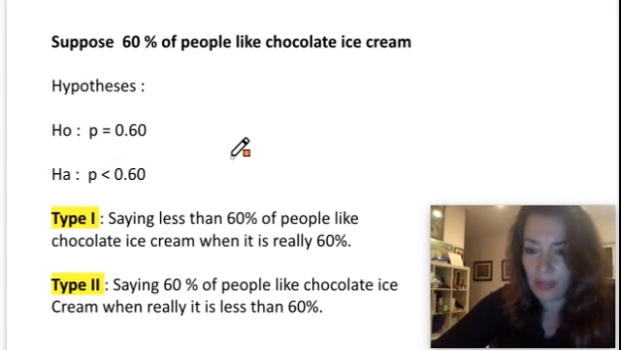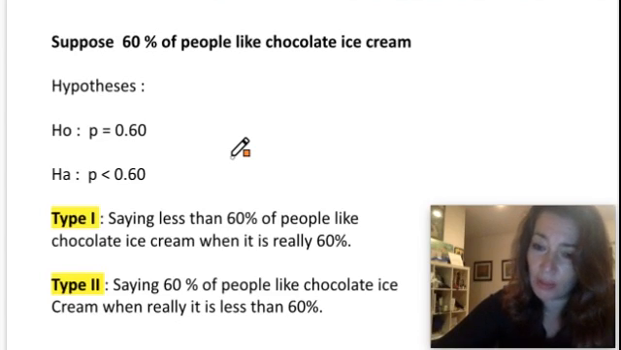So if we were to gather a sample of a certain size and we would do a hypothesis test, and let's say we got some type of p-value, and depending on how low the p-value would be, we would either reject the null, or if we had a large p-value compared to a significance level, we would fail to reject.